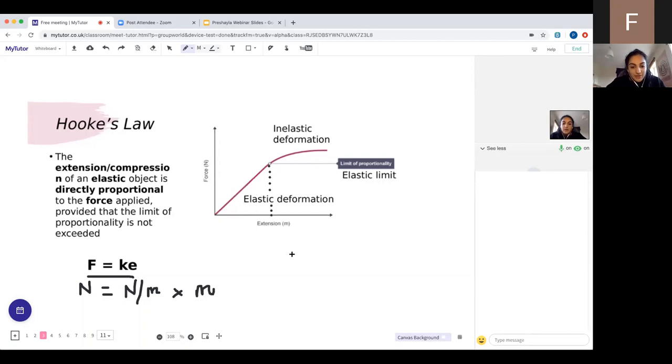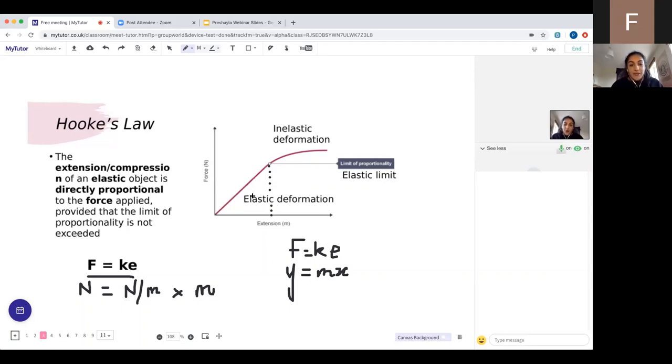Well, if we have F equals ke, and we fit it to our equation of a line, which is y equals mx plus c, we don't have c. So y equals mx, we can see that we've plotted force on the y-axis, so they match. Extension on the x-axis, so they match. Spring constant, therefore, is the gradient, m. Okay, so to be able to work out the spring constant from a force extension graph, providing that it is an elastic deformation, we just need to find the gradient of the graph.